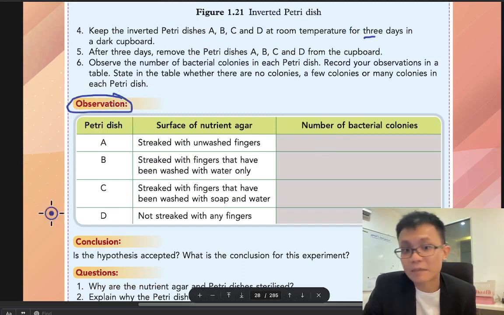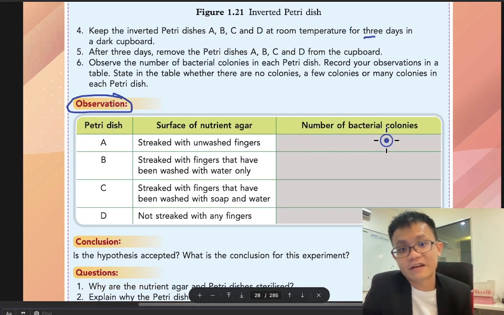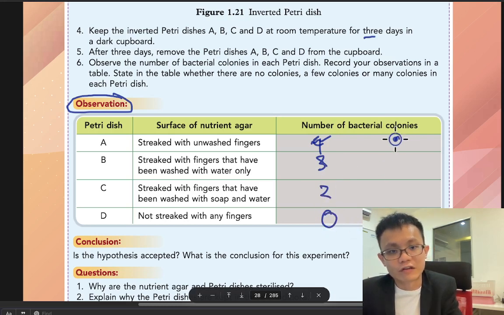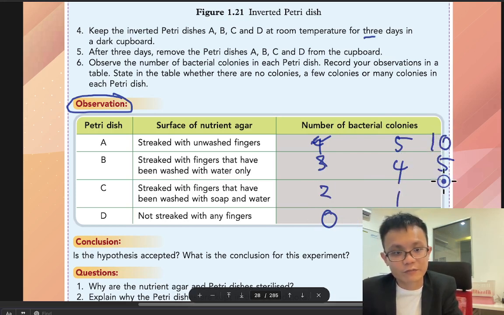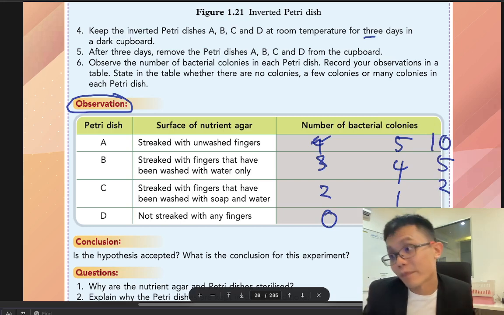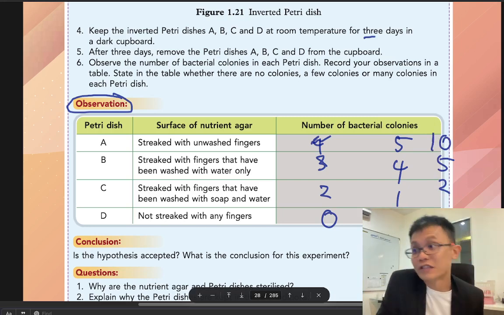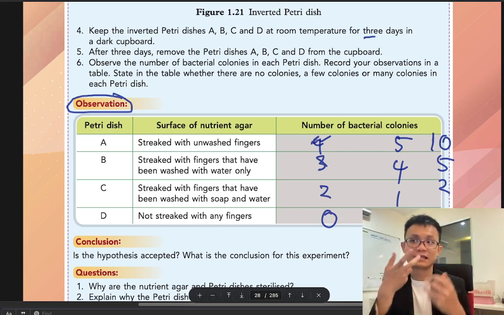Here got answer or not, but we can roughly guess, okay? Number of bacterial colony, maybe we put here 4 bacterial colony, here we put 3 bacterial colony, here we put 2, here we put 0, up to you. Or you want to put here 5, here 4, here 1, 0, or here 10, here 5, here 2, up to you. Okay, actually you no need to put, but if they ask you to assume, then you just write, okay?